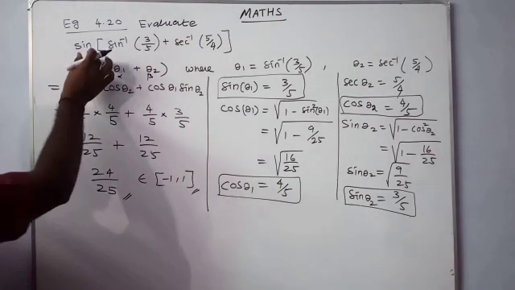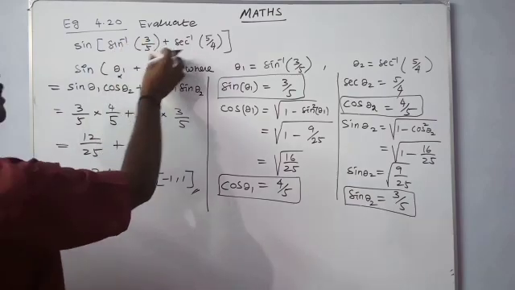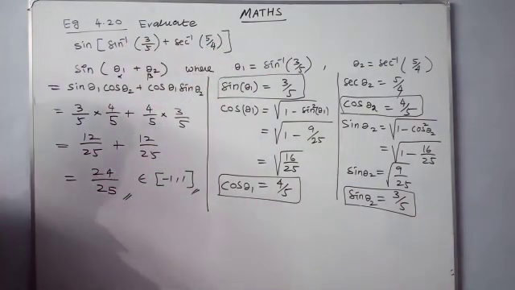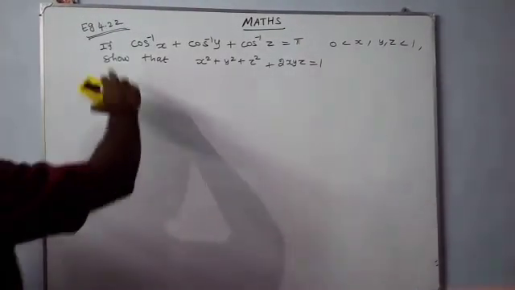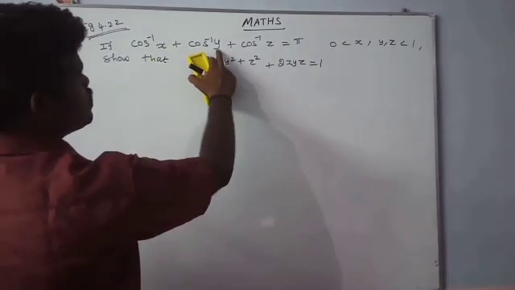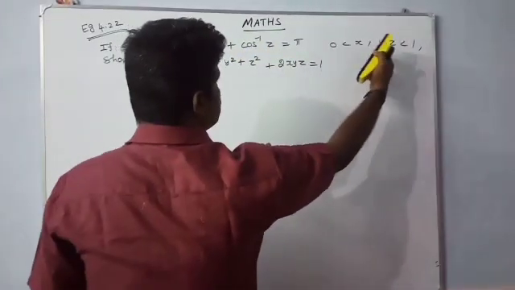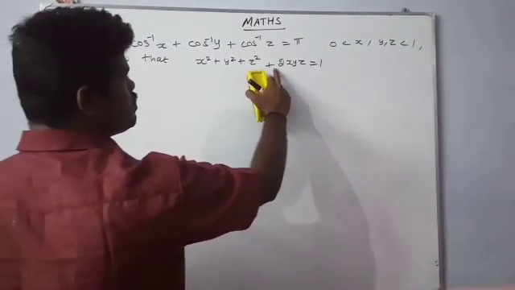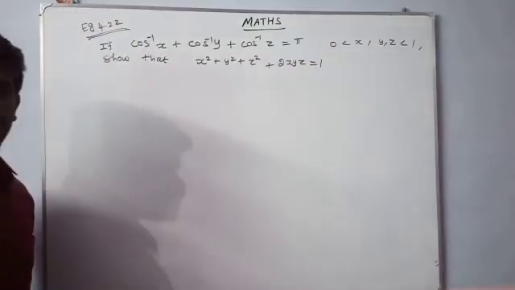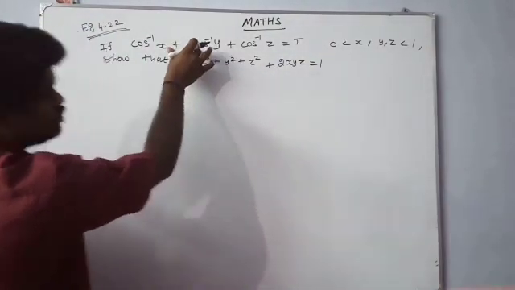Okay, this is the value of sine inverse, sine of 3 by 5 plus secant inverse of 5 by 4. Okay, so refer to the sum. Example 4.22. If cos inverse x plus cos inverse y plus cos inverse z equals pi, where 0 is less than x, y, z less than 1, show that x square plus y square plus z square plus 2xyz equals 1. So we want to prove this result.